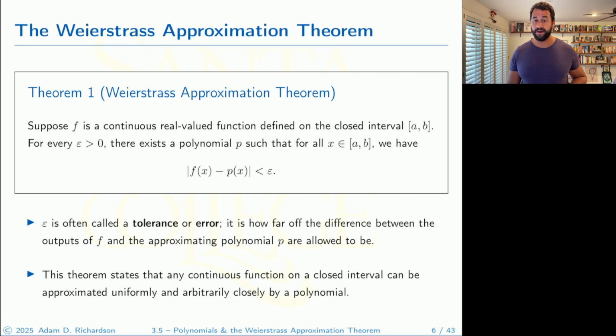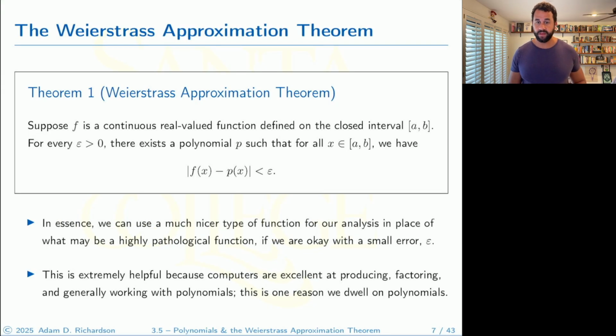All right. Now, basically this right here, uniformly and arbitrarily closely, that means it's true for every x in that interval. That's what uniformly means. And arbitrarily closely means for any epsilon. So whatever tolerance you give us, we can find a polynomial that will approximate your function within that tolerance, okay?